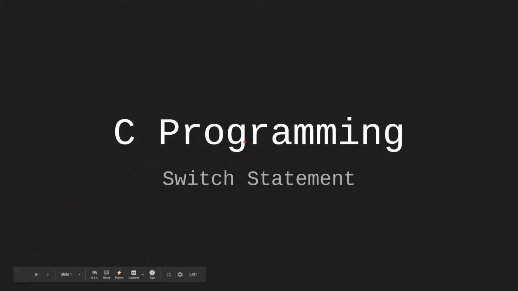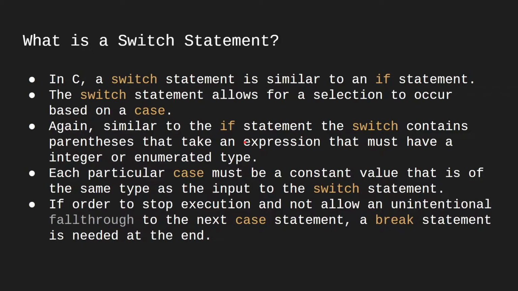Hello and welcome to the C programming lecture on switch statements. What is a switch statement? A switch statement is similar to an if statement. It allows for a selection to occur based on a case. However, those cases do not necessarily allow things like Boolean expressions. So instead, you're switching off something like a numeric.